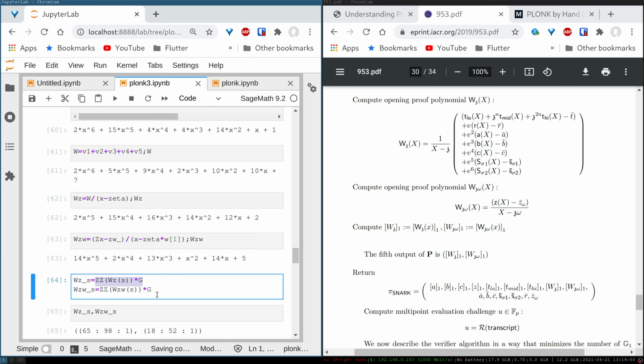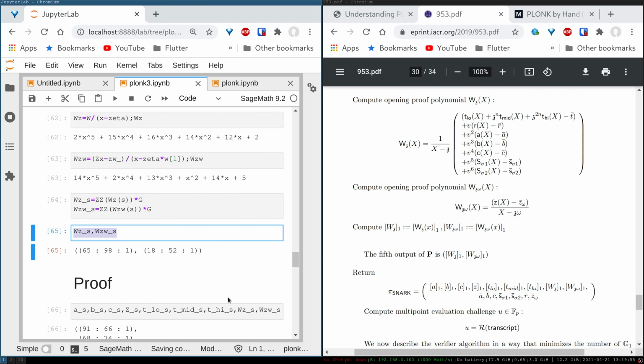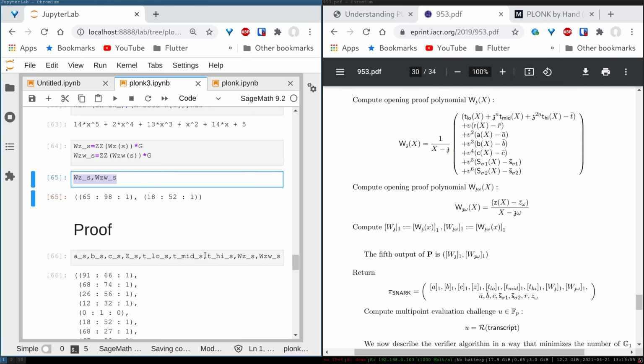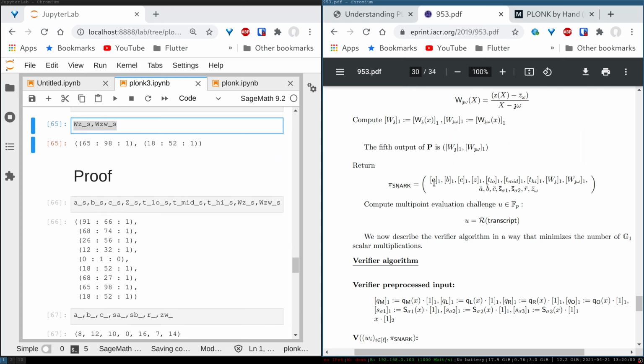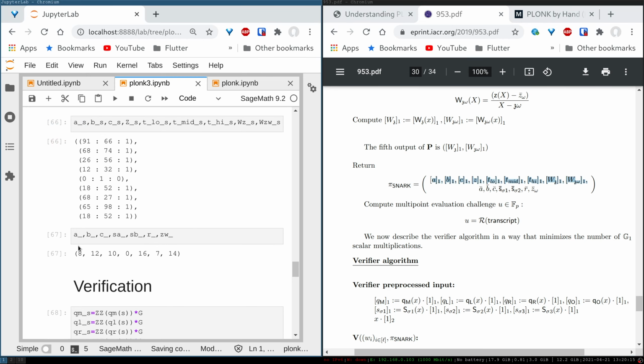So we do the same thing here. And that's the last term. And the proof collects all these guys together. So a, b, c evaluated at s. Same for z, t low, t mid, and t high. Then wz and wzw evaluated at s, as well as a bar, b bar, c bar, sa bar, sb bar, r bar, and zw bar. Right, so this is the proof.